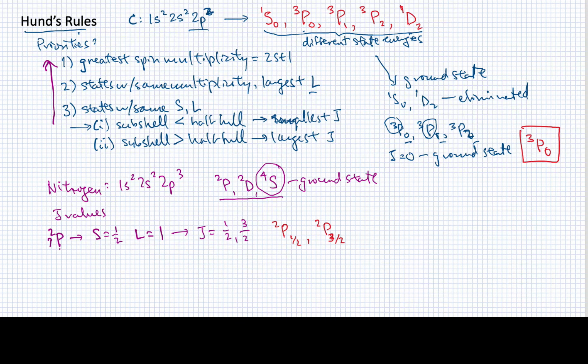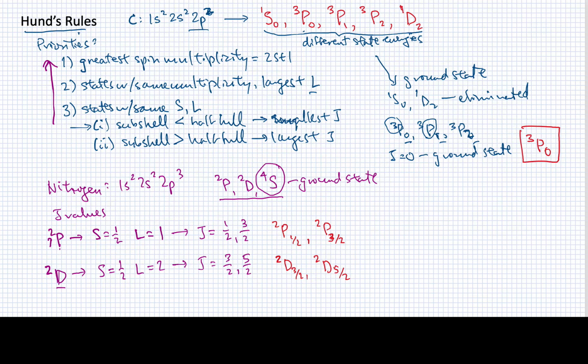What about the next one? We have doublet D. This corresponds to, again, S equal to 1/2, but now L has to be equal to 2 for the D label. So J can be equal to L minus 1/2, which is 3/2, or L plus 1/2, which is 5/2. Again, we get two terms that correspond to this: doublet D 3/2 and doublet D 5/2.